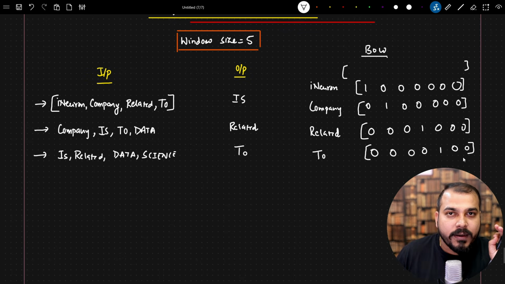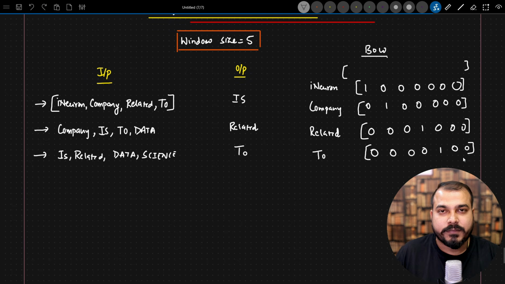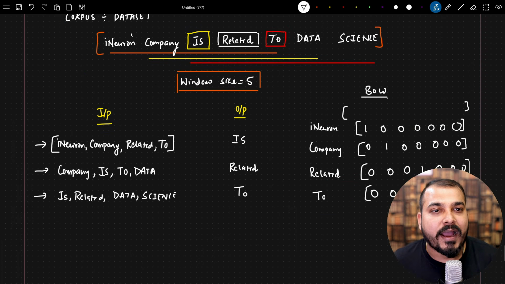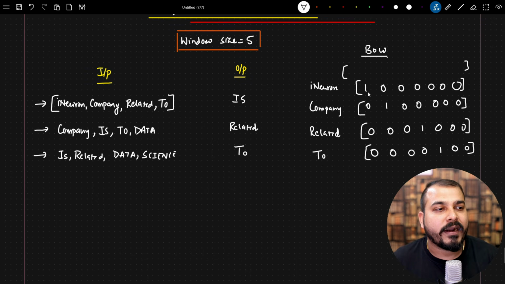Very simple, right? Every word is basically converted into a vector based on the vector size. Very much clear, very much simple. I hope you are able to understand this. So based on the vocabulary size, I have converted each and every word into a vector. Wherever I neuron is there, I'll not say this as bag of words. I'll basically say this as one hot encoding, right?